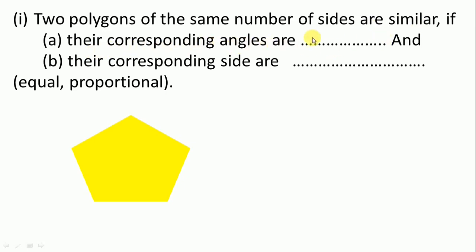Next, two polygons of the same number of sides are similar if their corresponding angles are dash and their corresponding sides are dash. We have to fill equal and proportional in these two dashes. Here are two polygons which are similar and number of sides are equal. Here number of sides are 5. So first we have to see corresponding angles. See, angles are equal. We can say that their corresponding angles are equal and corresponding sides are proportional.